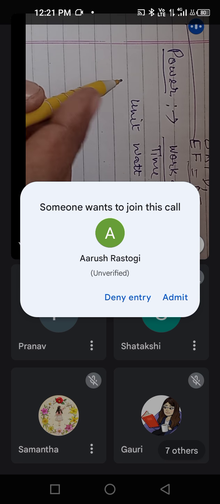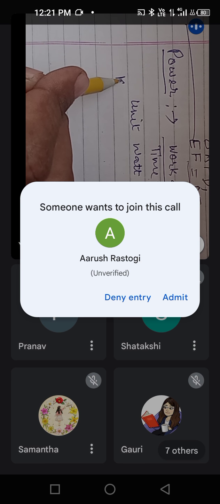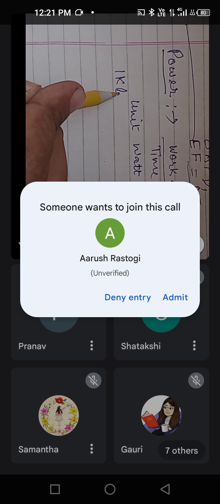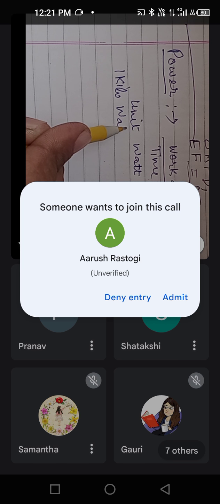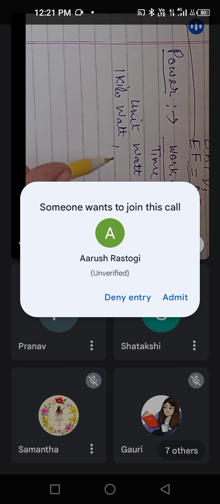The higher unit is the kilowatt. 1 kilowatt means what? 1000 watt.